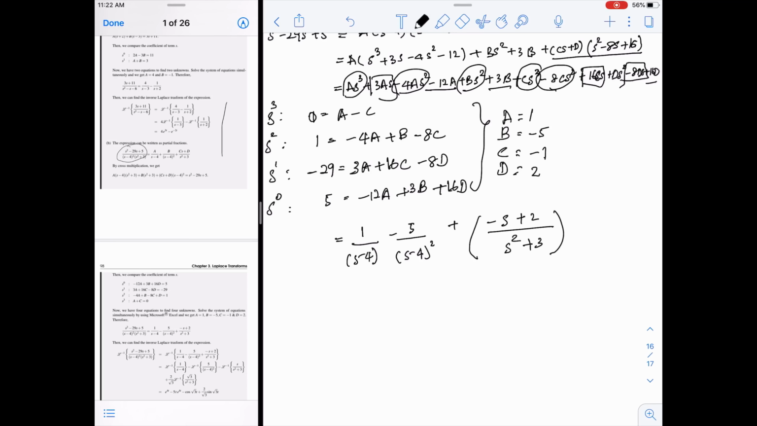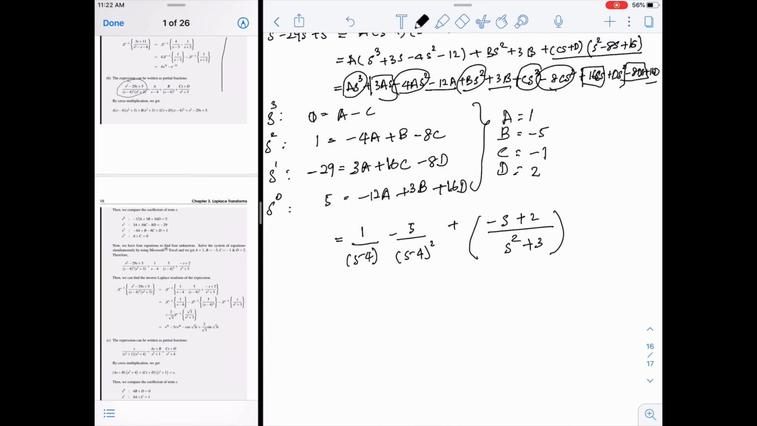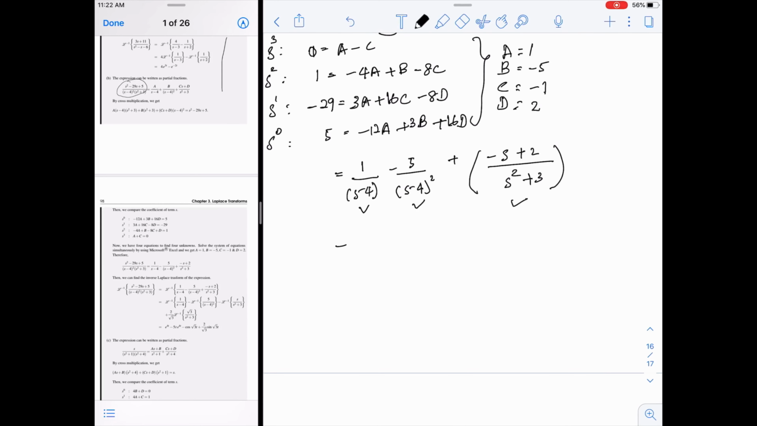For the first term, I think it's quite easy because you can directly get it from the table. What about this one? You need to use the first shift theorem. And for this one you may separate it first. Okay, let's go one by one.